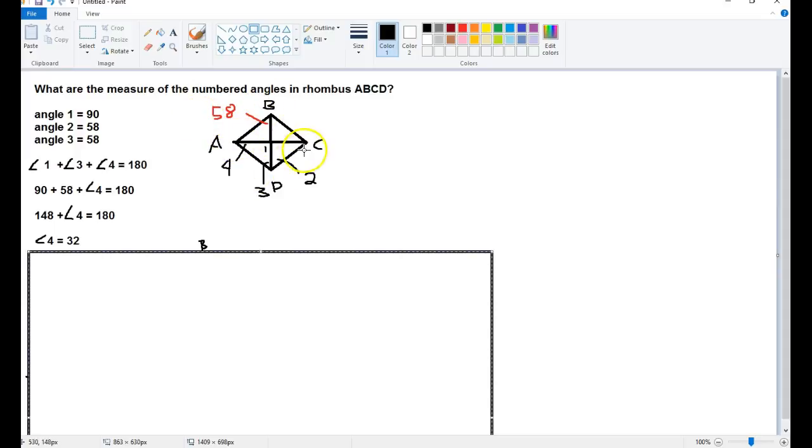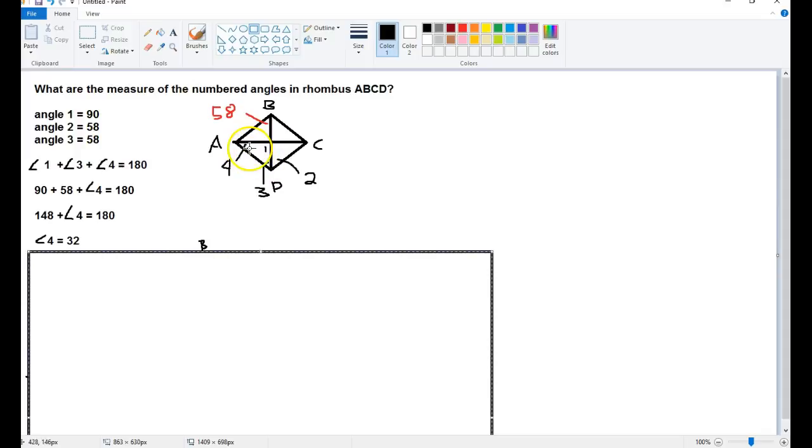We have two parallel lines, pretend they're like right here, and a line cutting through. The alternate interior angles are going to be congruent. So this is 58, angle 2 is 58. Angle 3 is also going to be 58 because a diagonal of a rhombus makes the opposite angles into congruent angles. So it bisects the opposite angles. So 2 and 3 are going to be the same.